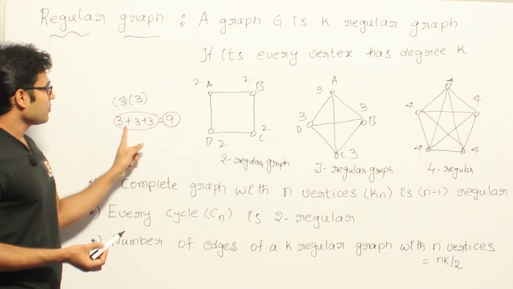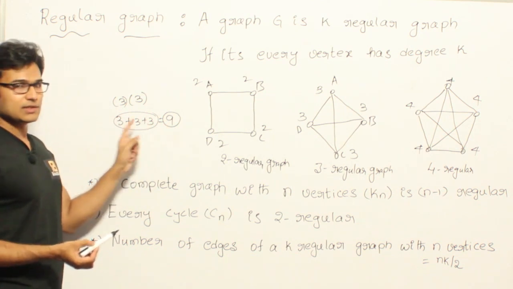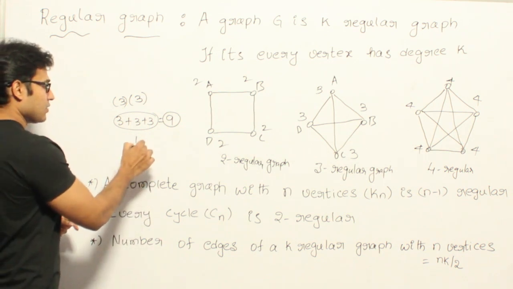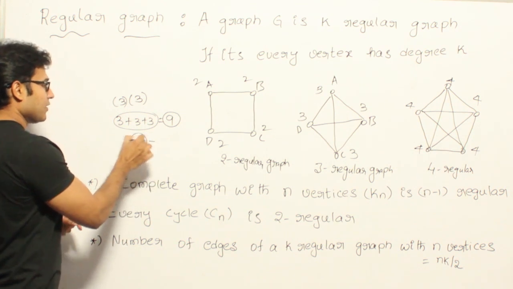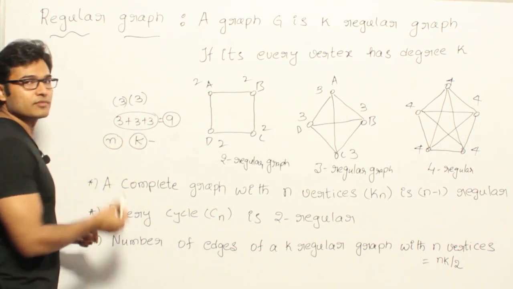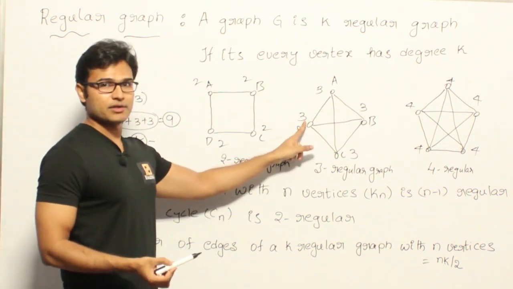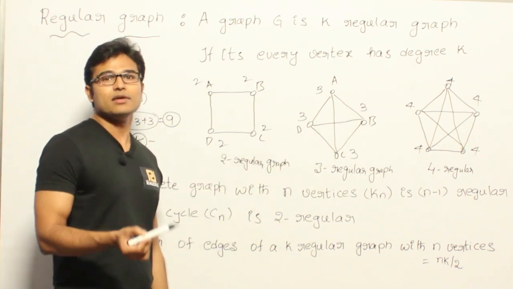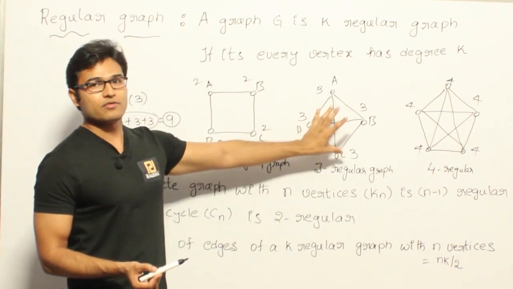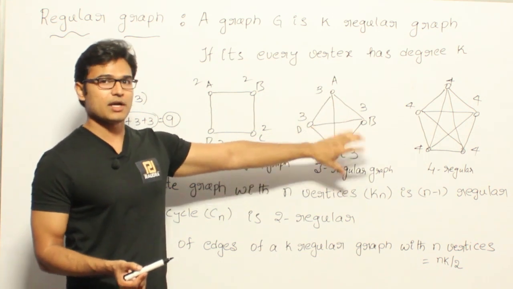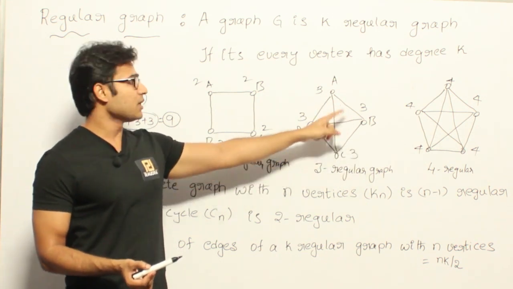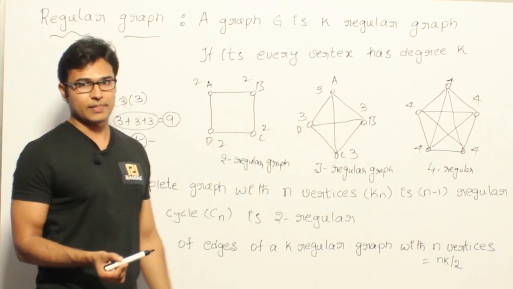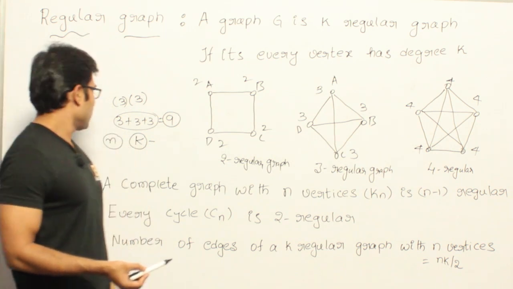Therefore there cannot be a graph which is k regular in which k is odd and the number of vertices is odd, which means in k regular graphs, if k is odd, then definitely the number of vertices should be even. Observe this case: k is odd here, but the number of vertices is 4, which is even. Like that, you cannot find any graph which is k regular where k is odd and n is odd. So if k is odd, then n is going to be even, or if n is even, then k can be anything. Okay.